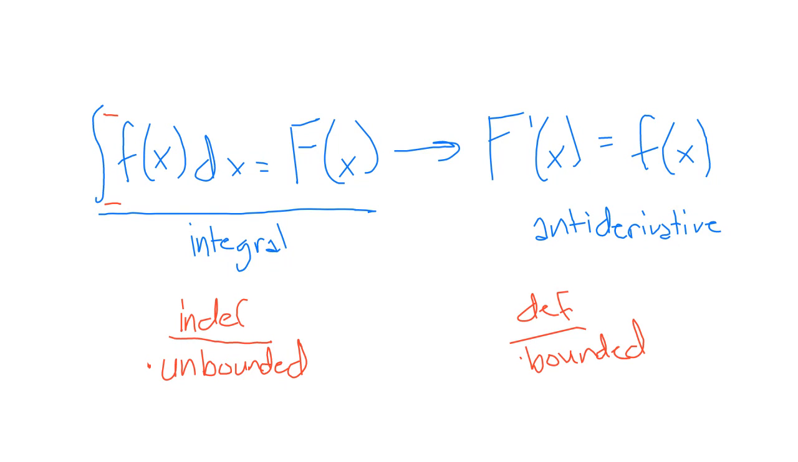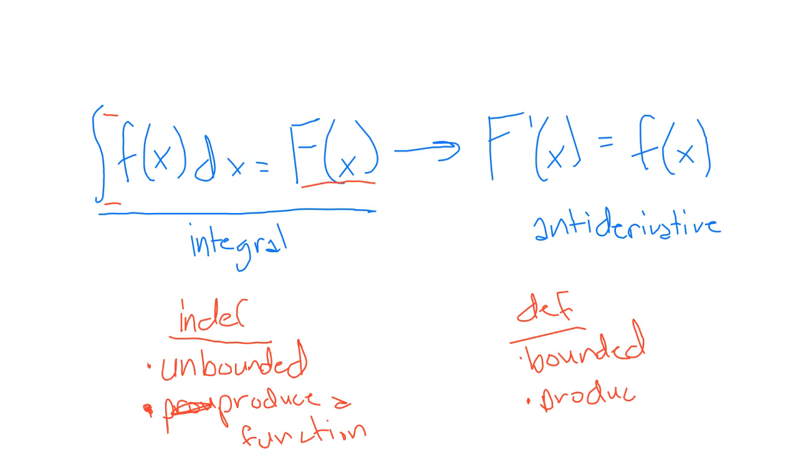But the more important criterion is that an indefinite integral will produce a function. So it would be that large F of x right there. This is going to be a function of something. Whereas a definite integral is going to produce a number, just a constant number, like 2 or 23 or 44 or something like that.